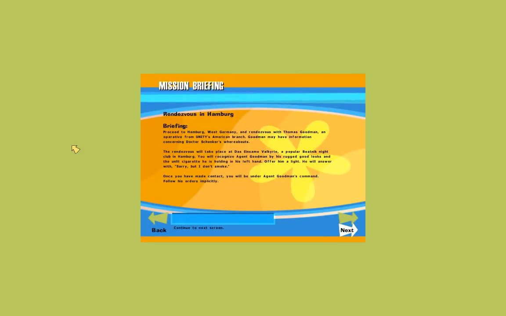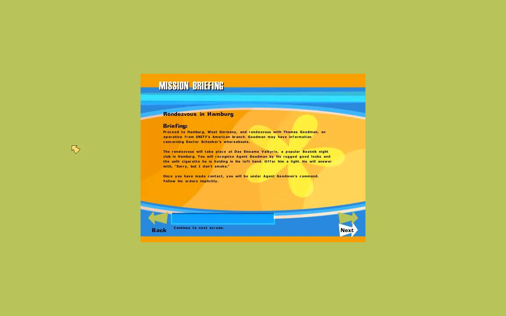Proceed to Hamburg, West Germany, and rendezvous with Thomas Goodman, an operative from Unity's American branch. Goodman may have information concerning Dr. Schenker's whereabouts. The rendezvous will take place at Das Einsame Valkyrie, a popular beatnik nightclub in Hamburg.